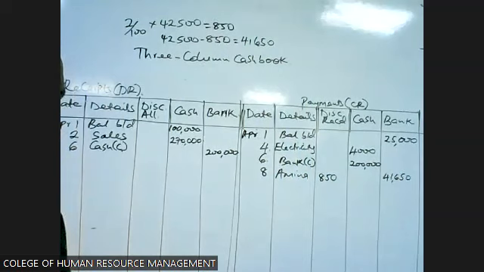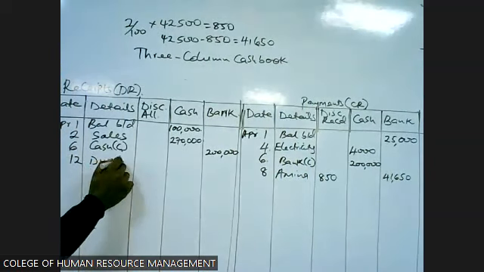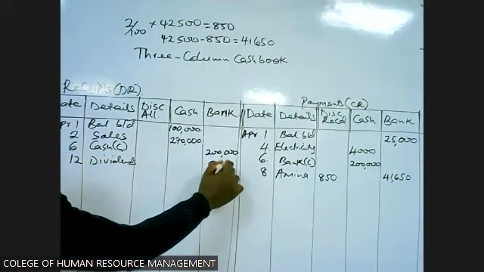Received a check of 5,000 for dividends. That is a receipt. Money is coming from dividends. A check of 5,000. So it is going to go to the bank.